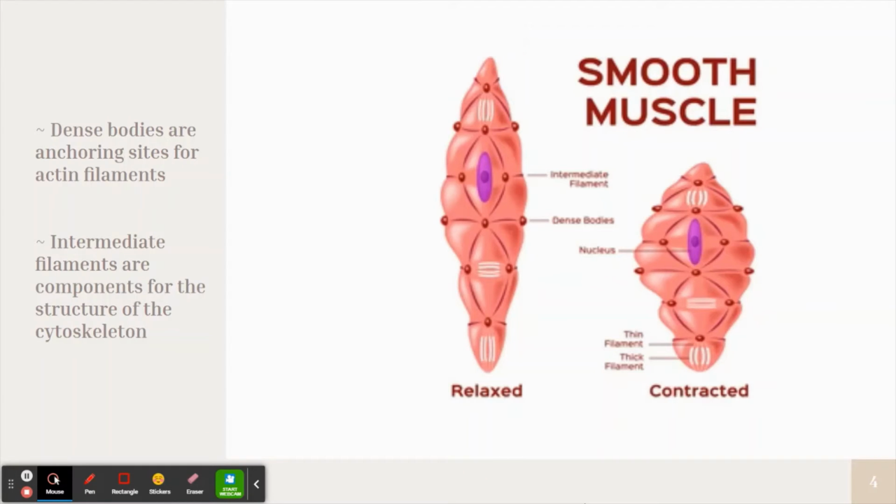Here is an image of smooth muscle cells. Dense bodies are anchoring sites for actin filaments, and intermediate filaments are components for the structure of the cytoskeleton. Because organs' volume largely changes, smooth muscle cells must have a large functional strength range. Actin is a thin filament and myosin is a thick filament.